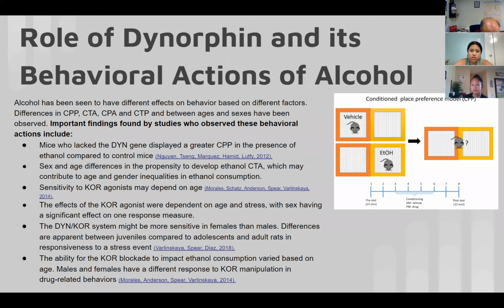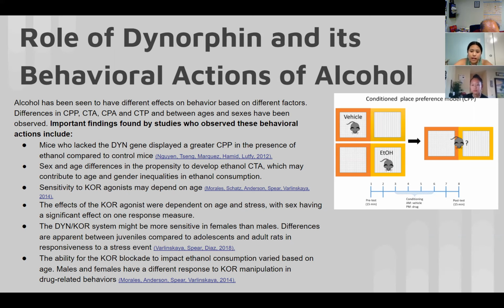Sex and age differences in the propensity to develop ethanol CTA may contribute to age and gender inequalities in ethanol consumption. For example, adolescent insensitivity to the unpleasant effects of ethanol relative to their adult counterparts may allow for the higher ethanol intake levels reported during adolescence, particularly among males. Similarly, adult females may consume more ethanol than their male counterparts, possibly due to being less sensitive to the adverse effects of ethanol than adult males.